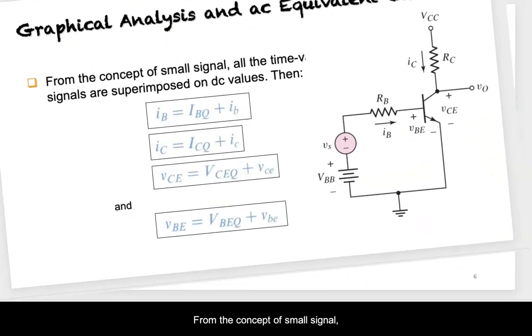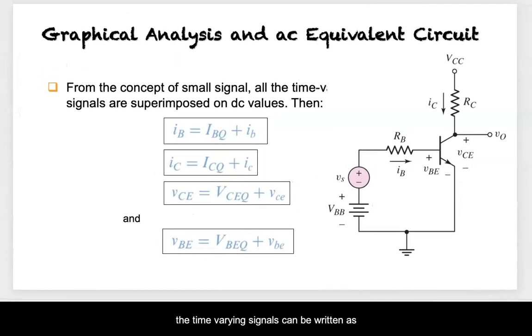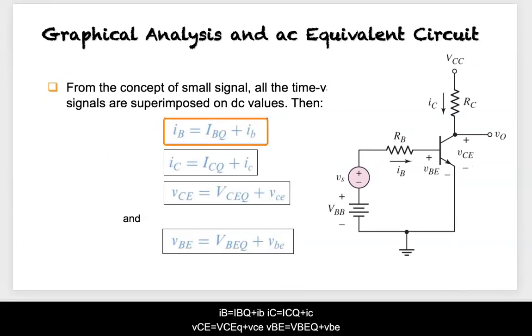From the concept of small signal, the time-varying signals can be written as: the time-varying base current iB is equal to IBQ plus ib AC signal. iC time-varying signal is equal to ICQ plus ic AC signal. vCE time-varying signal is equal to VCEQ plus vce AC, and vBE time-varying signal is equal to VBEQ plus vbe AC.